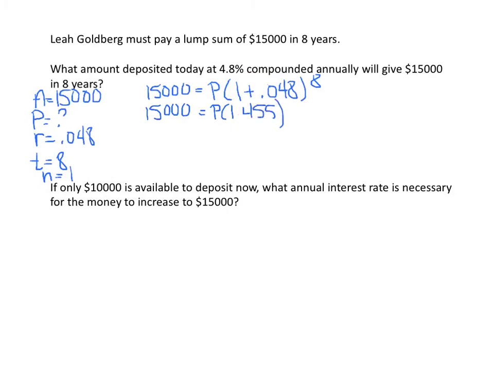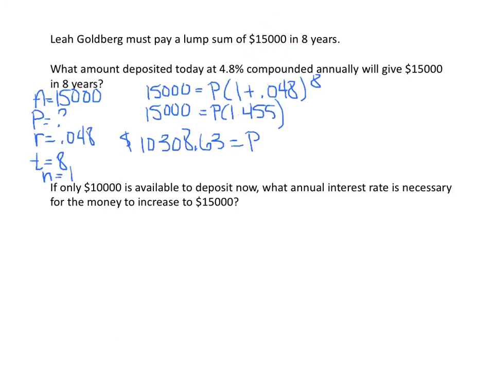Well, now that's really easy to solve because all I have to do is divide both sides by this 1.455. When I do that, I get $10,308.63. So Leah has to deposit this much money, getting 4.8% interest compounded once a year for 8 years, in order to be able to withdraw $15,000.